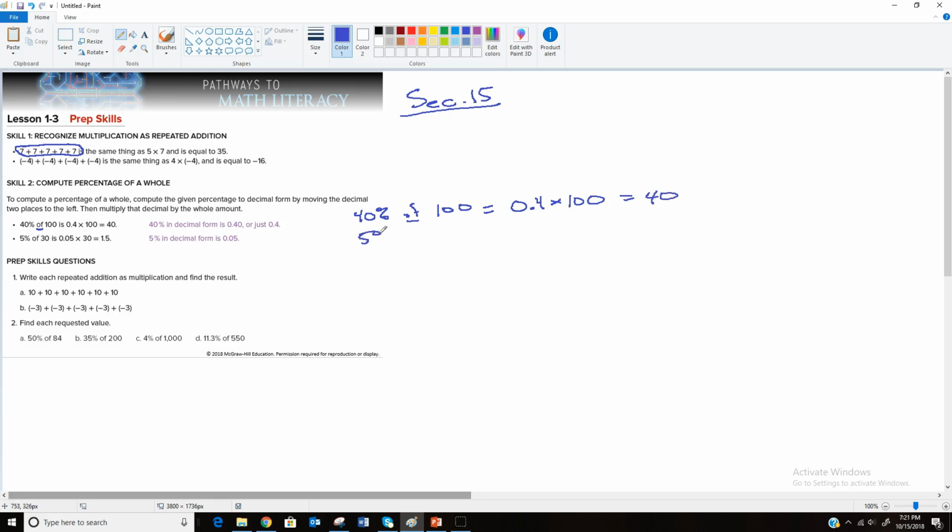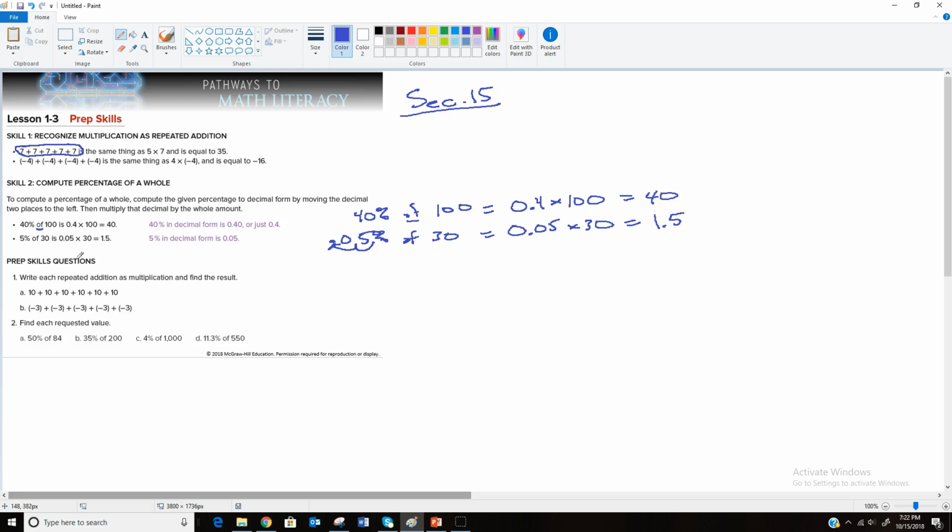Same thing for this one. If we want 5% of 30, we change 5% to a decimal, 0.05. Always shift it over 2 spots. And so we take that times 30, because we want 5% of 30, and that would give us 1.5.